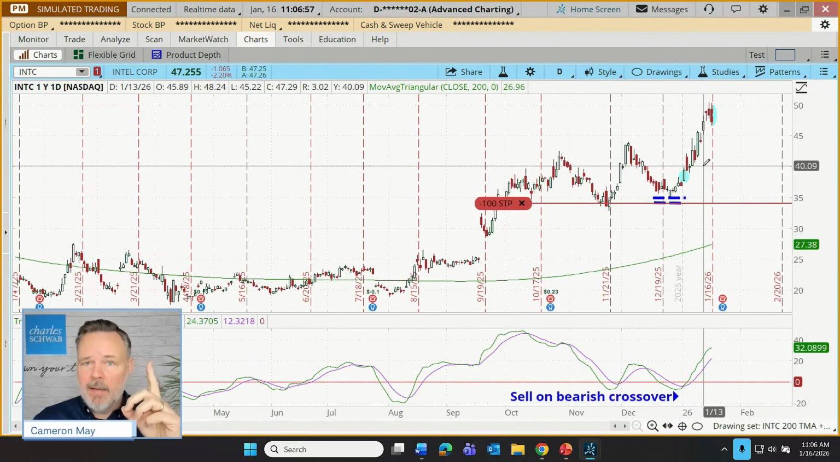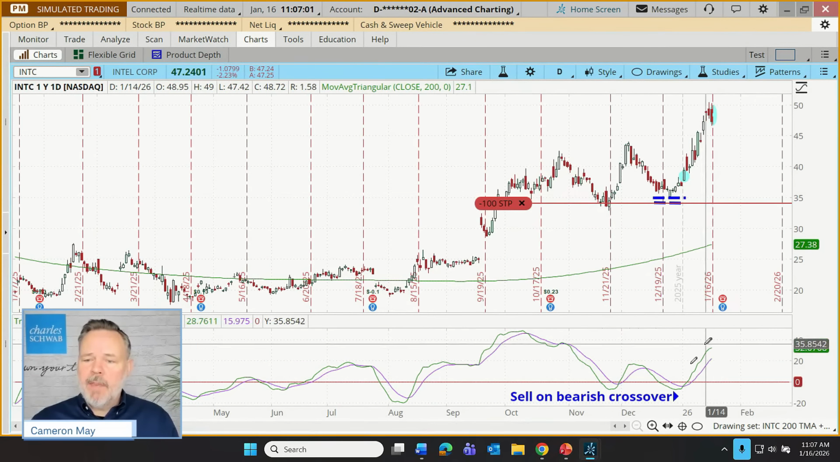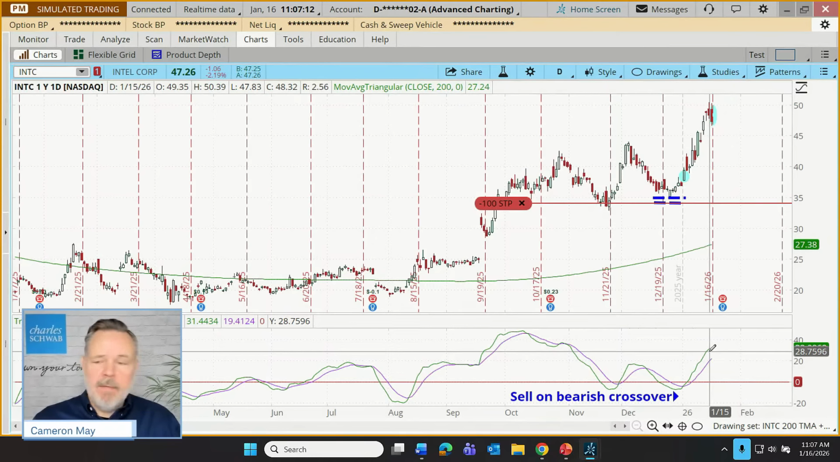So a stock that moves up this quickly while we're waiting on this trade signal, could it reverse course just as rapidly? And by the time we get that crossover, we've lost some of this? Certainly could.